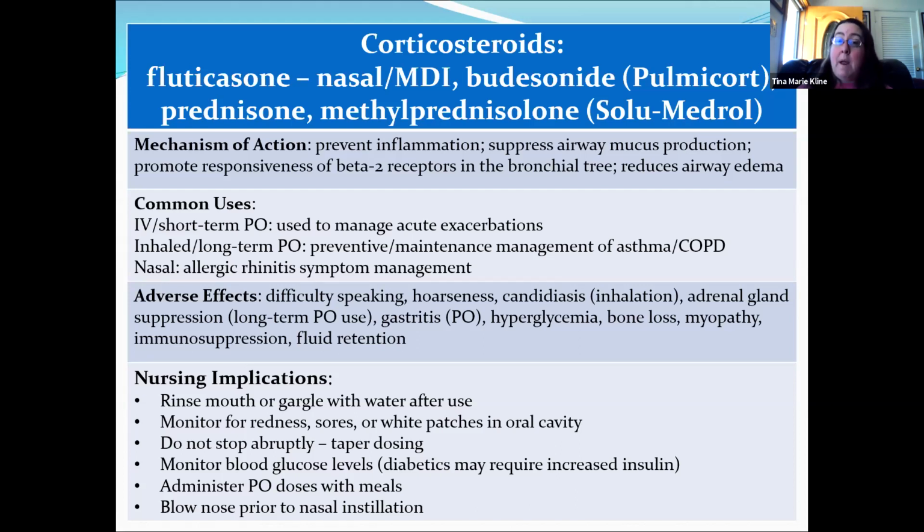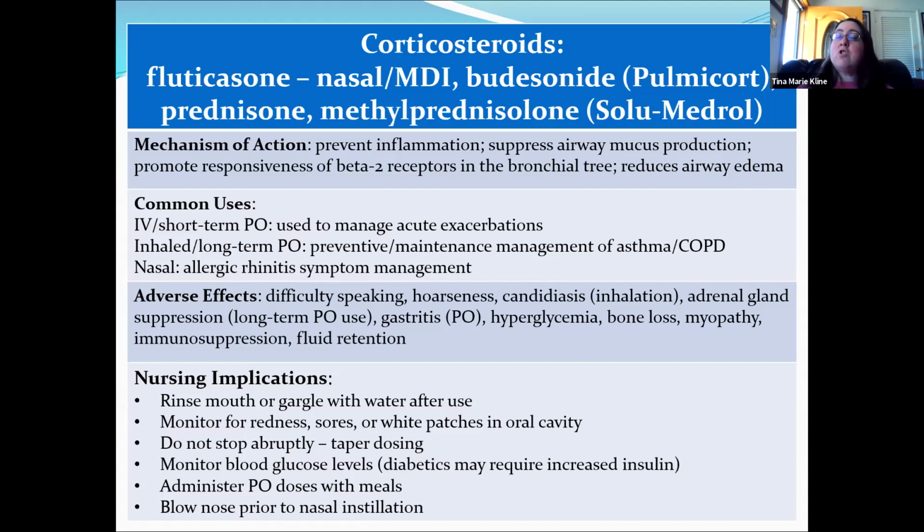Your diabetics may require increased insulin. Well, not may, they will. Diabetic patients that are generally controlled with just PO medications or non-insulin injectables are likely going to require insulin temporarily while they are on that IV medication.